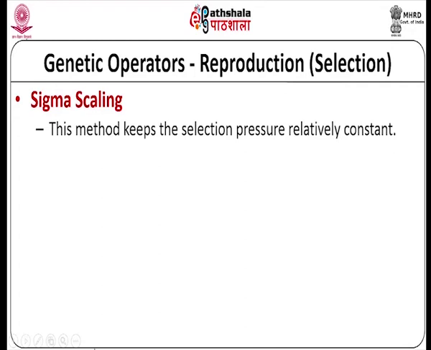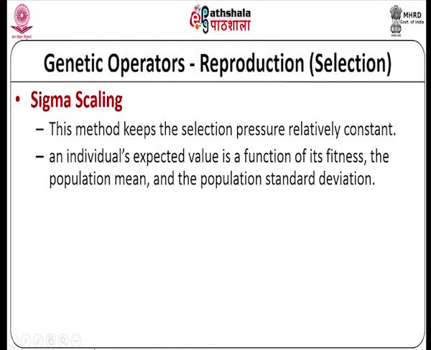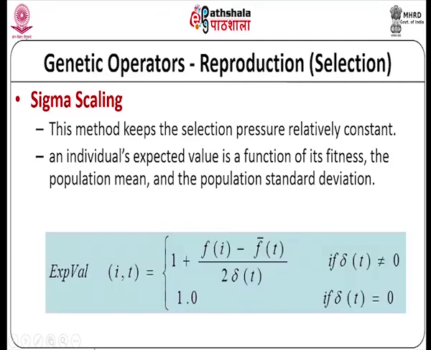So, this is called sigma scaling. We will come to the example also, but we will take an example and do the whole process; first we will just talk about another selection method, which is called sigma scaling. This method keeps the selection pressure relatively constant. Okay. So, an individual's expected value is a function of its fitness, the population mean and the population standard deviation, and depending on that it is selected. So, expected value will be like this: 1 plus the fitness of the individual minus the population mean, divided by a delta value, if delta is not equal to 0. So, this is the way it is done for sigma scaling.